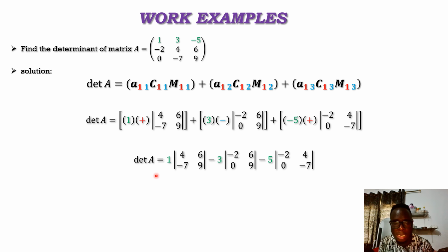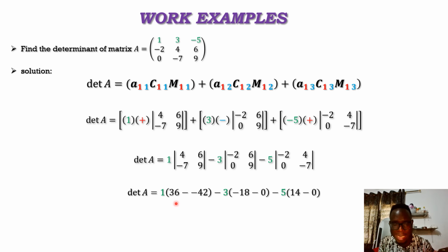So here the determinant will be equal to 1 times positive, so positive 1, then you find the determinant of this matrix. Then 3 times negative will be negative 3, determinant of this matrix. Then negative 5 times positive will be negative 5, determinant of this matrix. And this will be 1.